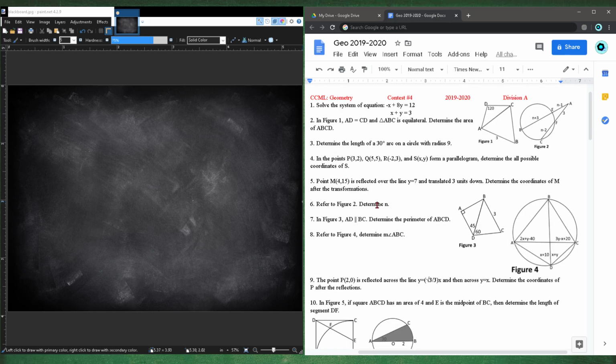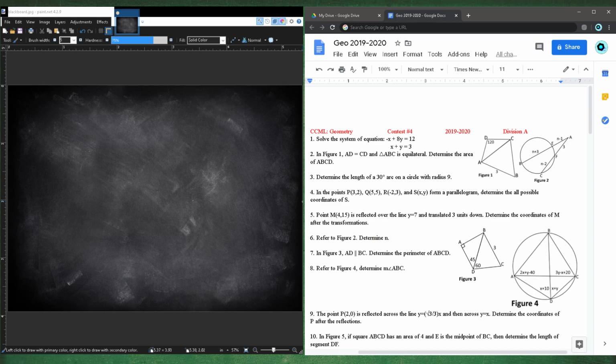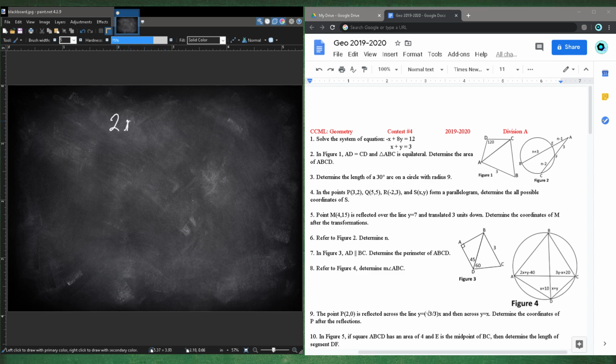Refer to figure 2, so it's up here. Determine n. So it's just a basic intersecting chords question, which is basically the total length. So let's use the top line first. So n plus 3 plus n plus 1 plus n minus 1 is 2n plus 2, right? Let's move it a little bit over because we need room. So 2n plus 2, right?